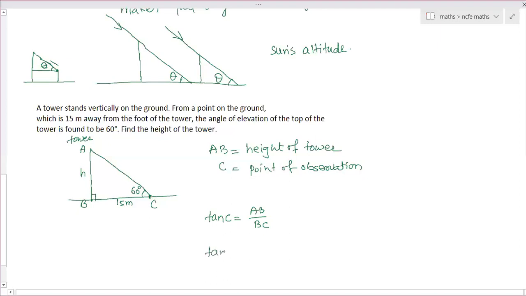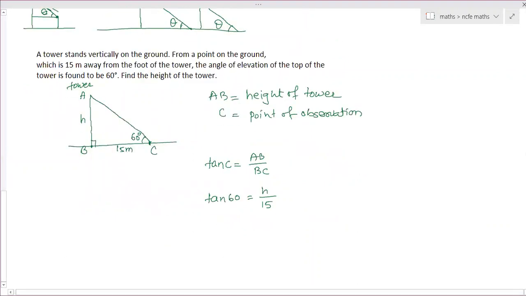That means tan 60 degrees is equal to AB, which we considered as h, and BC is given as 15. You need to remember the values of tan for all the angles. Tan 60 is root 3. So root 3 is equal to h by 15. Cross multiply: h is equal to 15 root 3 meters. That's the height of the tower.